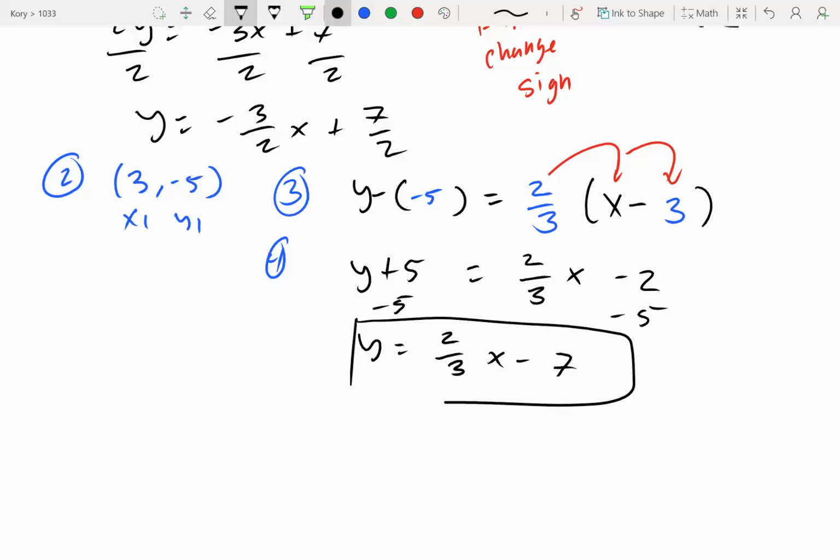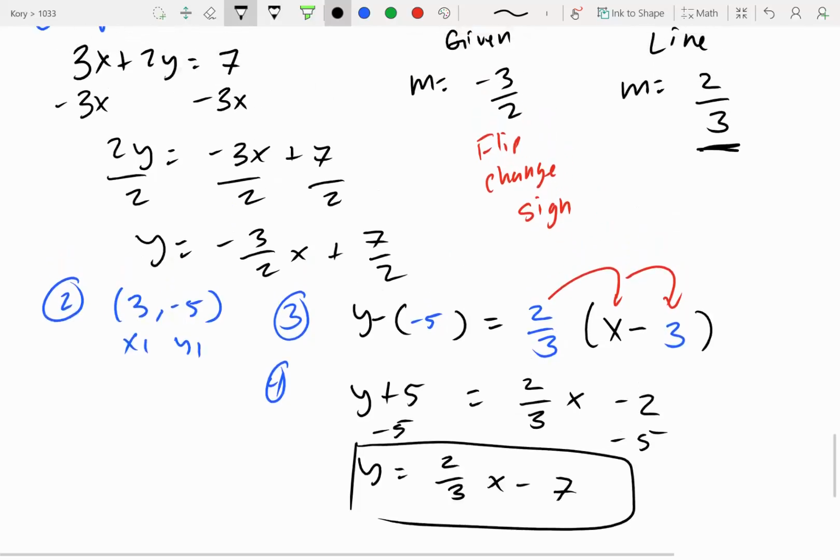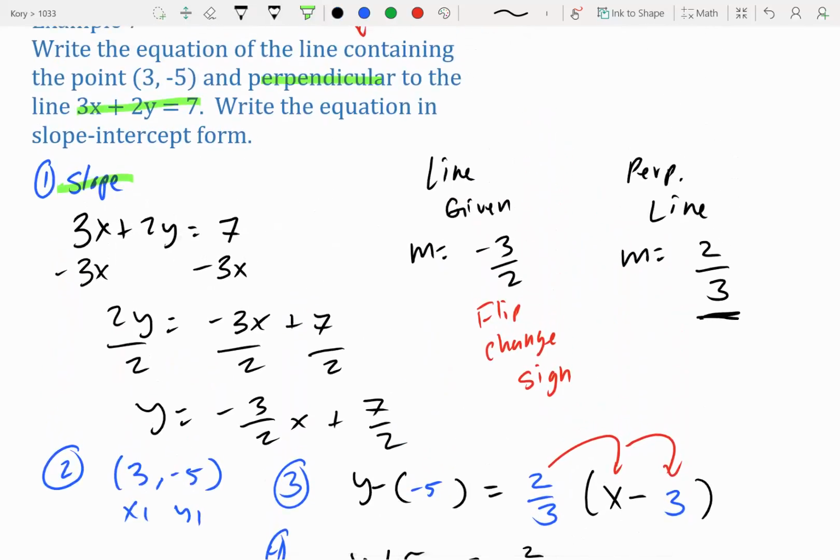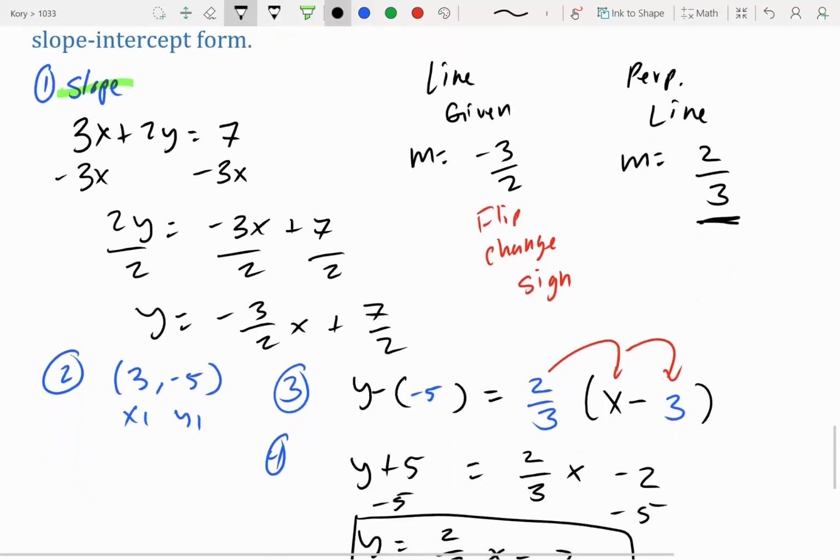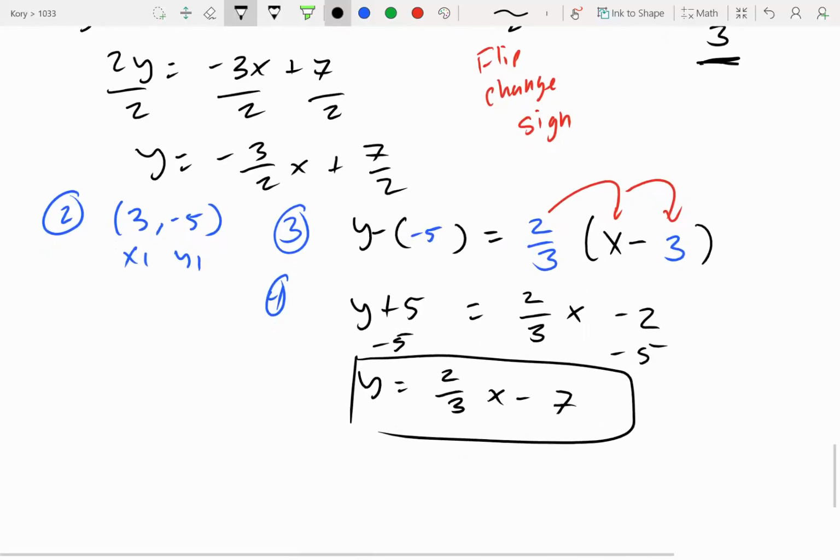There's our solution. Now, if it said parallel, if it said it goes through the point 3, negative 5 and parallel to 3x plus 2y, you would do the same thing we did to find the slope, except instead of flipping it, it's going to be the exact same thing. So if this were to be a parallel line, then the slope would be negative 3 over 2. So just keep a lookout for that. Make sure you read your problems carefully.